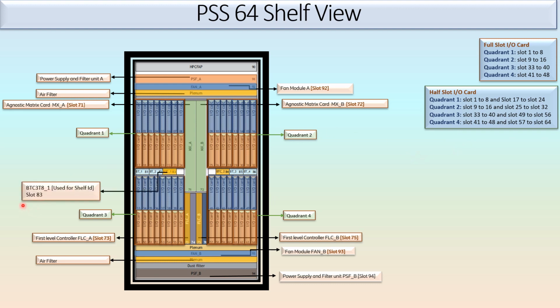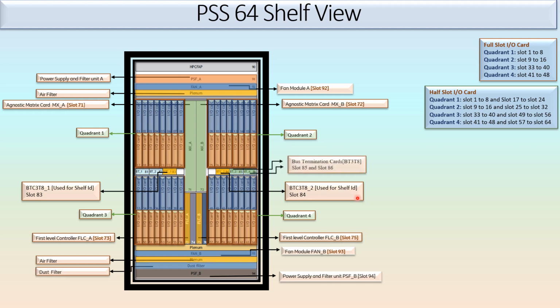This is BTC3T8_1, slot 83 and slot 84. This BTC3T8_1 card is used in slot 83 and slot 84 for the shelf ID, user shelf ID. This is the dust filter. This is the bus terminal card, slot 85 and slot 86, slot 81 and slot 82. So slot 81, 82, 85, 86, these four slots are used for the bus terminal card.